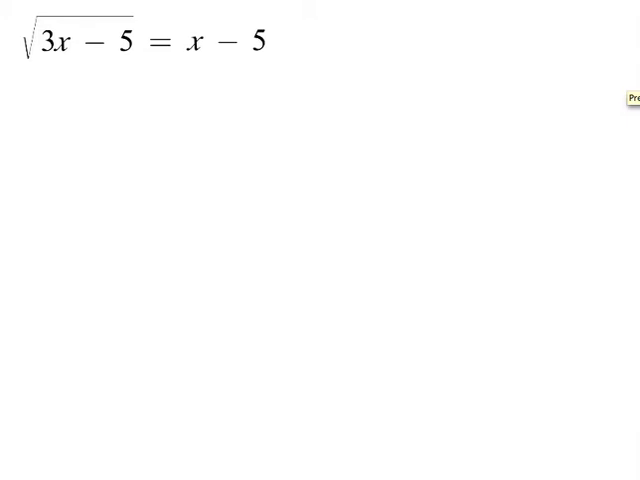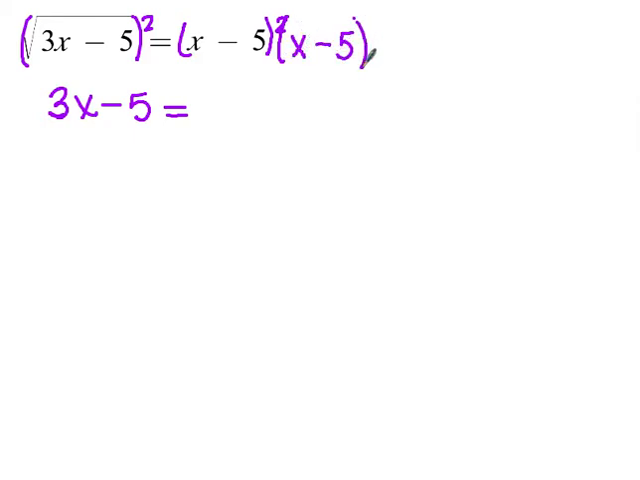So we have the square root of 3x minus 5, and that's going to equal x minus 5. What's the very first thing you do? Square both sides. On the left side, I have 3x minus 5. On the right side, when you square something, you take it times itself. So really I've got x minus 5 times x minus 5. How do you multiply that? You FOIL, right?